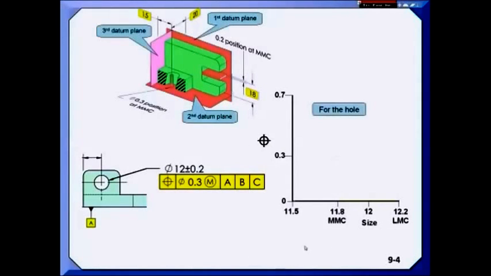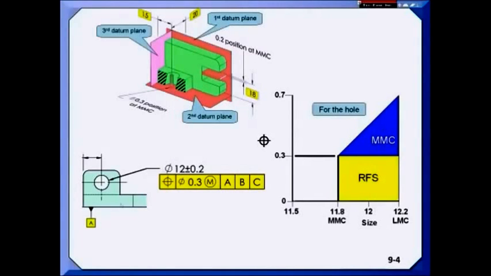Here's a dynamic tolerancing diagram where we put size along the x-axis and the geometric control along the y, and point out that this position tolerance applies at the smallest hole, which would be at 11.8. And as that hole gets bigger, you get additional tolerance because of the maximum material condition modifier.